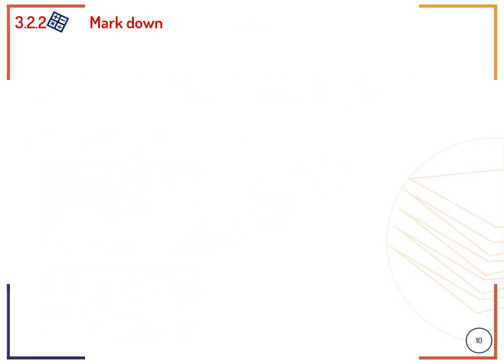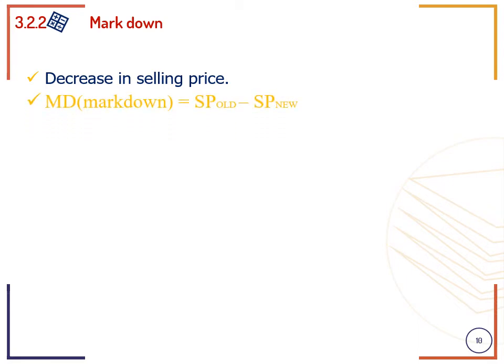Now look at markdown. Markdown is a decrease in the selling price. It is the difference between the old selling price and the new selling price. That is, markdown is equal to old selling price minus new selling price.